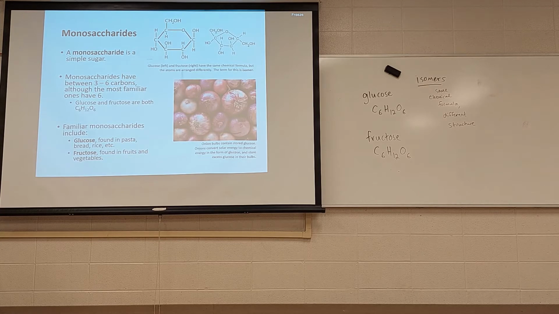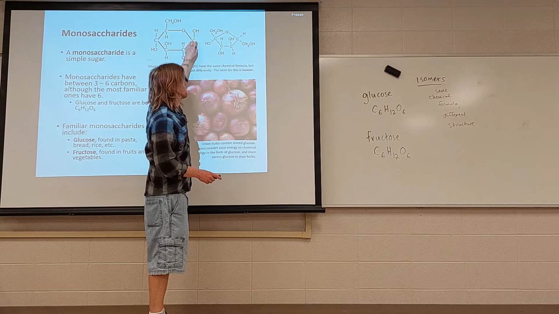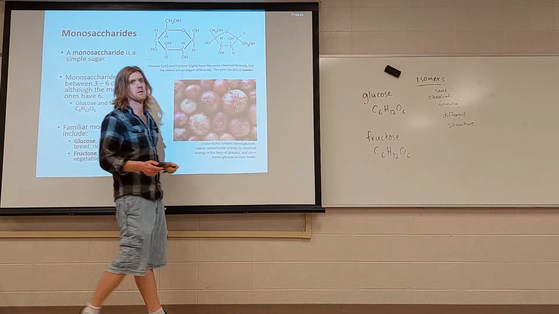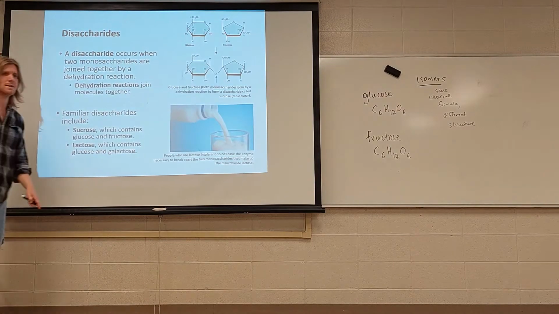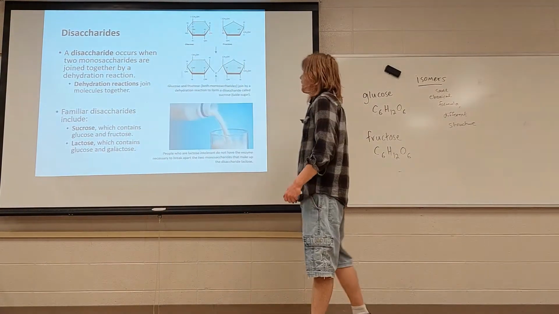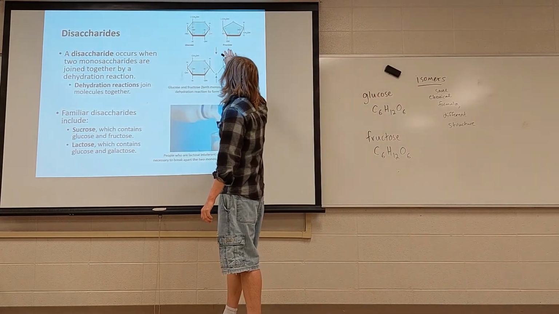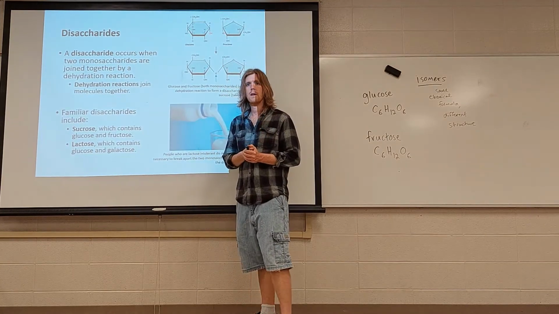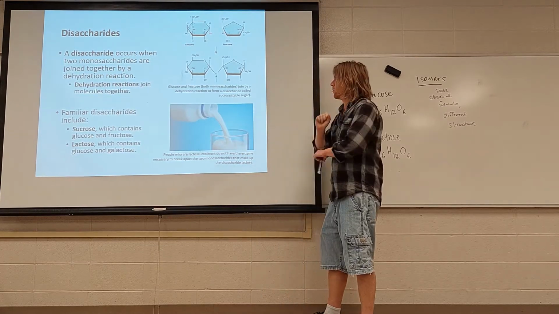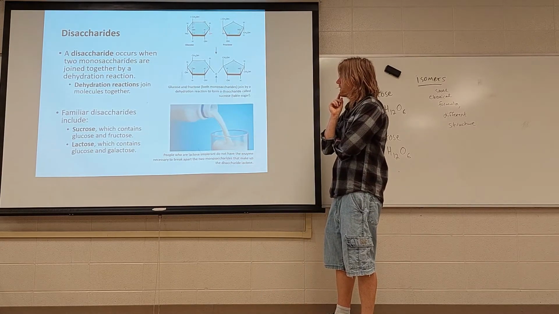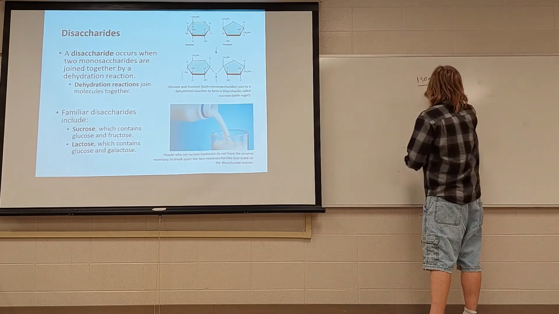Now what I want you to do is look at these 2 up here and imagine that we joined them together. Now we will have two simple sugars together, and this is what's called a disaccharide. So di means two. Disaccharides occur when something called a dehydration reaction joins them together. So an example of a disaccharide would be table sugar.